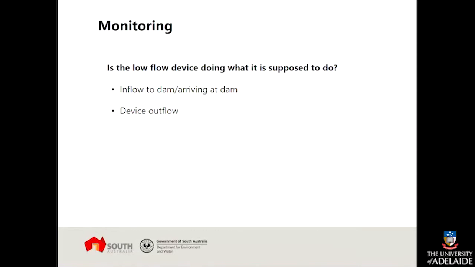So with our monitoring questions, there are a number of objectives we have, but there are 2 fundamental questions that we wanted to try and answer. The first one really is: is the low flow device doing what it's supposed to do? You know, is it passing the correct amount of water? And how can we measure that and then use that in a positive sense to help with our communications back to the landholder? So what we do is we monitor all of the inflow into the dam, and we also measure the amount of water that's being passed through the low flow device.